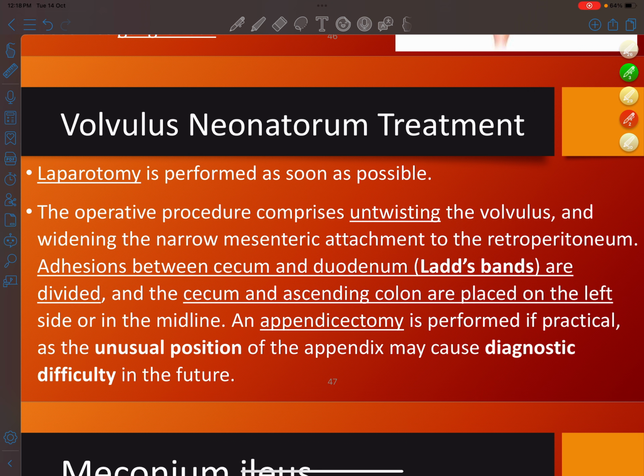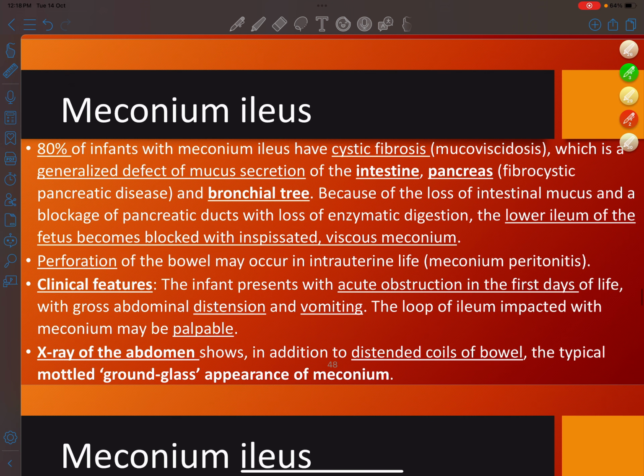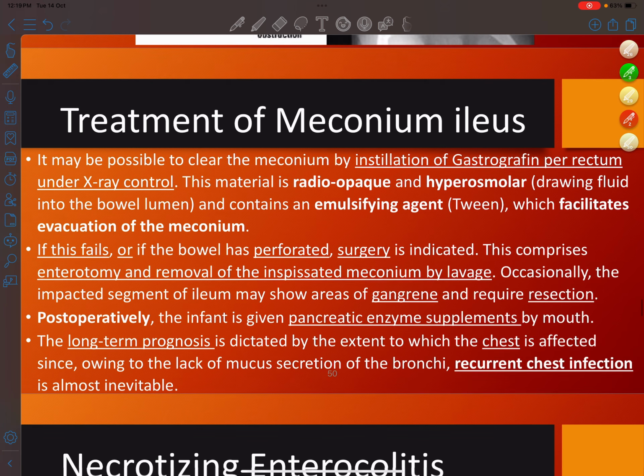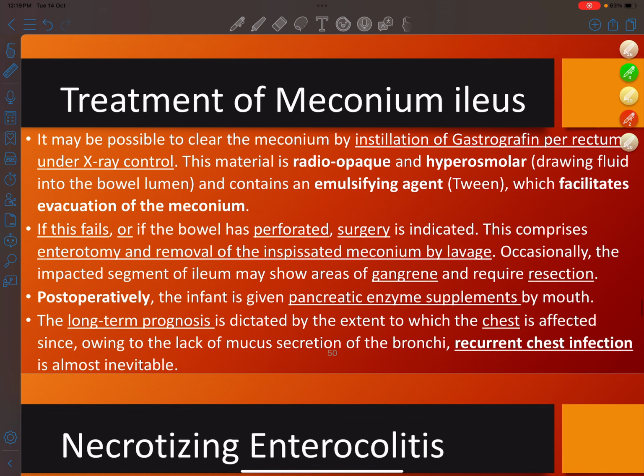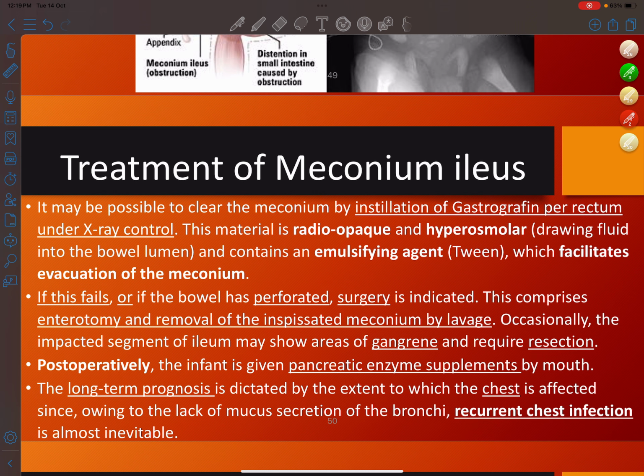Meconium ileus is part of the systemic disease mucoviscidosis, cystic fibrosis, which will affect the secretions of the bowel and the secretions of the airways. Usually the prognosis depends on the situation of the lung. Sometimes it is treated surgically, sometimes it's treated with gastrografin enema, which will try dissolving the inspissated meconium and relieve the obstruction.